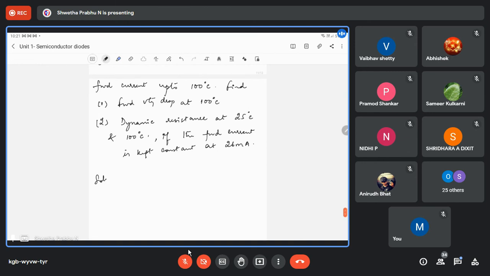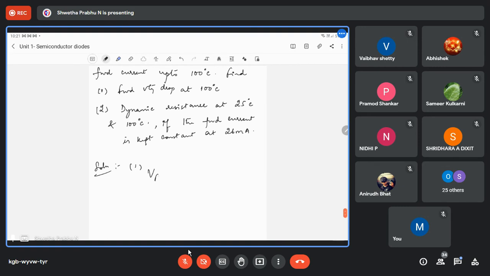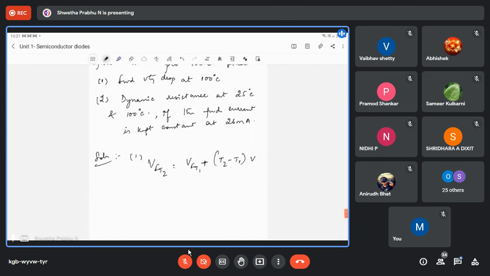Coming to the first sub question. VFT2 equals VFT1 plus T2 minus T1 into small v. Here I have written plus. In this equation you'll get plus because the v value is negative. So plus into minus, if you take, you'll get minus. Make sure that you substitute the voltage temperature coefficient value that is negative, that is minus 2.5.